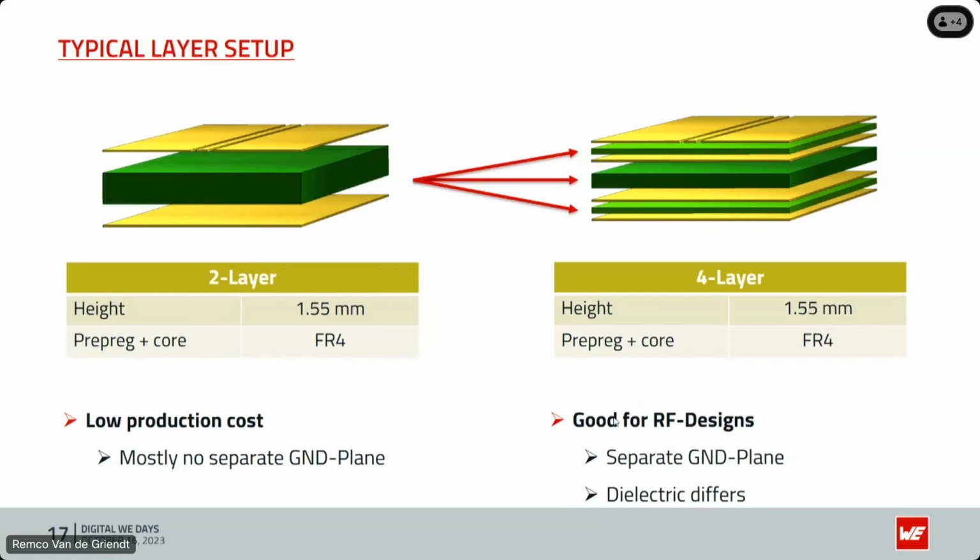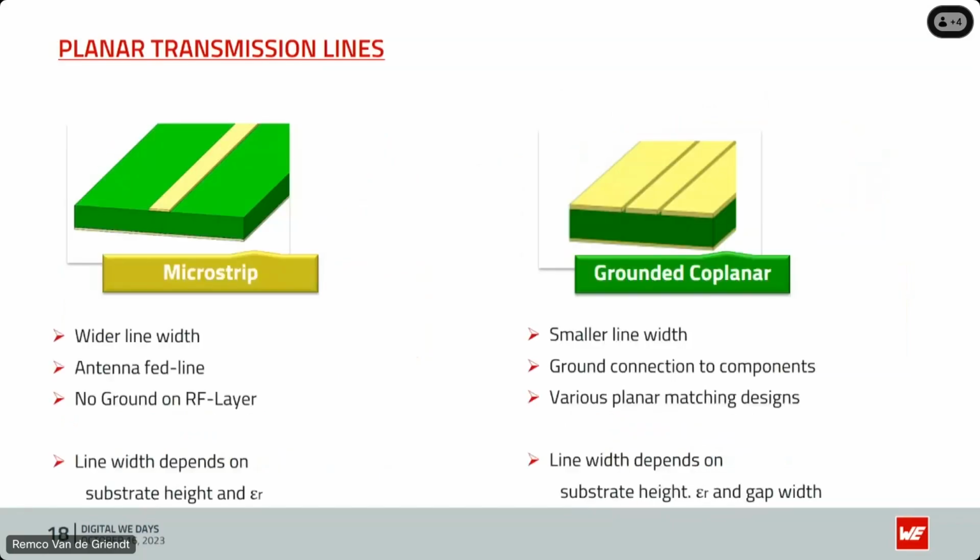It's better for RF designs, you have a better ground plane, and the dielectric is different there because you have different heights of your prepregs and cores. Again, microstrip, mostly for feeding antennas and that sort of thing, has not really a ground on the RF layer. Normally you see here an RF layer like you see here. That's more for guiding the signal over the transmission line and not spreading into the PCB. So that's what you need to take into consideration.